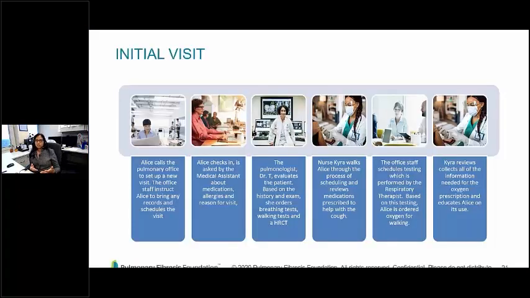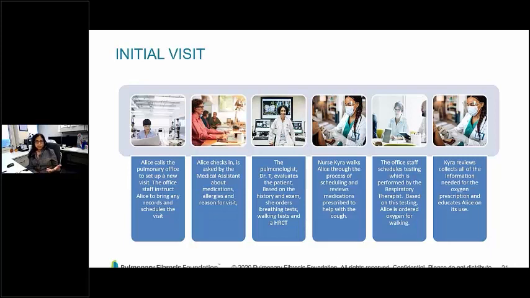So, an initial visit. I'll just walk you through this. These are from the PowerPoint stock images, so these are not real people, not actual patients. But the initial visit: Alice calls the pulmonary office. She wants to set up a new visit. She's been referred by her primary care physician. The office staff instruct Alice to bring any records that she has and schedule the visit. And that already makes the visit that much better for when Alice goes in, because having those records really can round out the story.